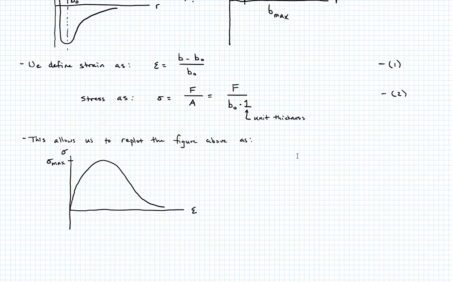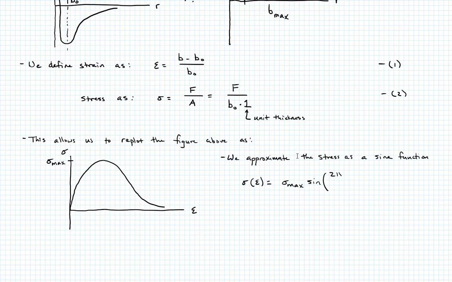And we're going to say that a couple of things we have to make an approximation on. So we don't know exactly what the shape of this curve is. So we're going to approximate this stress as a sine function. Okay, so when we do that, we would say something like sigma of epsilon is going to be equal to some value sigma max times sine of 2 pi epsilon over lambda. We'll call this equation 3. Okay, and of course, lambda is going to be whatever the wavelength is.